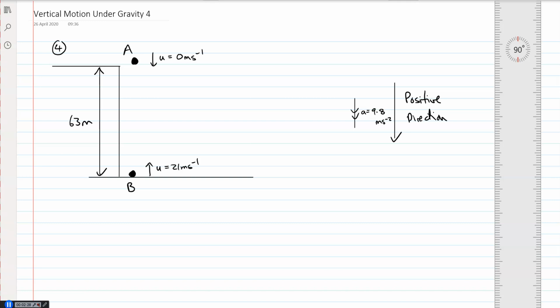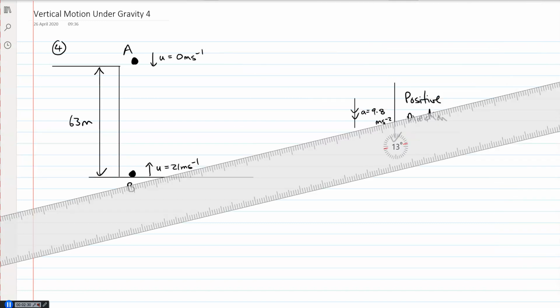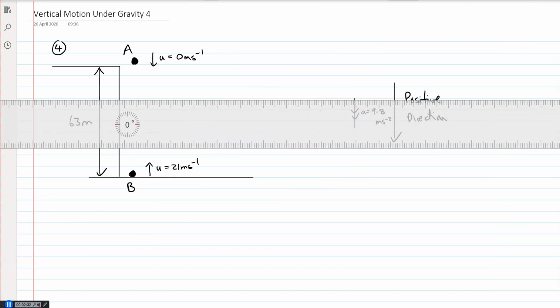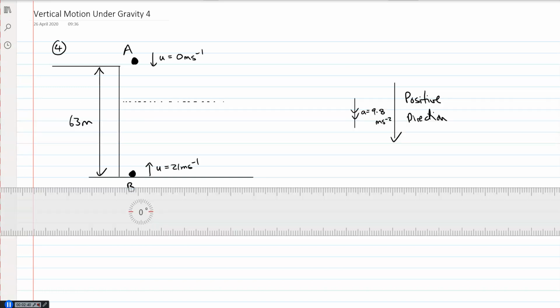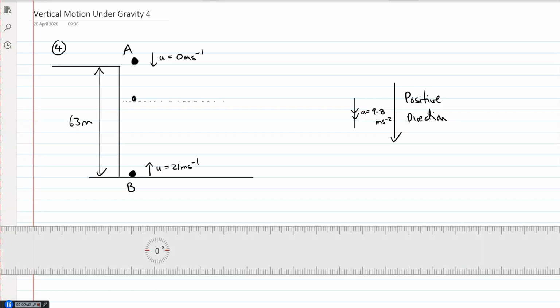The balls collide. So at some stage, we're going to get to a point, we don't know exactly where that point is, but if we draw a little dotted line just to show that, A is going to be falling, B is going to be rising, and there's going to be a collision. They're going to hit each other. Okay. Find the distance to the point where the balls collide from the bottom of the tower.